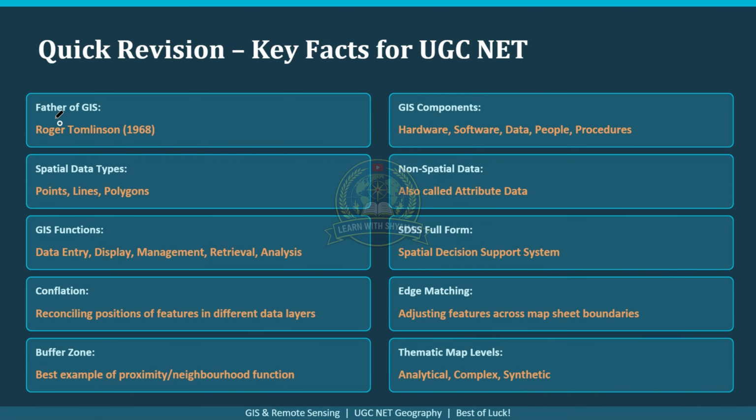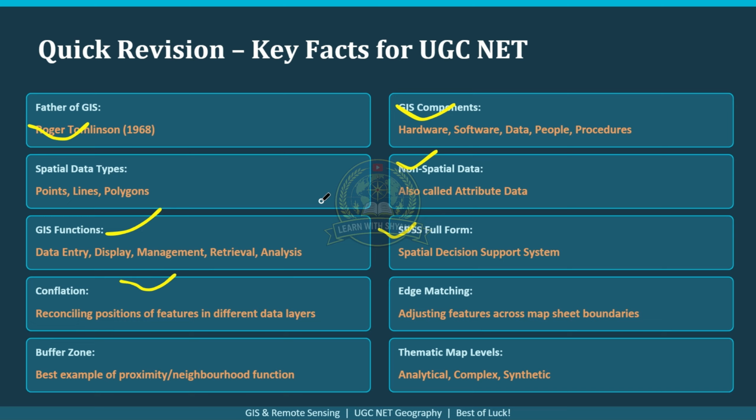Okay, quick revision. Father of GIS: Roger Tomlinson in 1968. GIS components: hardware, software, data, people and procedures. Spatial data types: points, lines and polygons. Non-spatial data, also called attribute data. GIS functions: data entry, display, management, retrieval and analysis. SDSS full form: spatial decision support system.